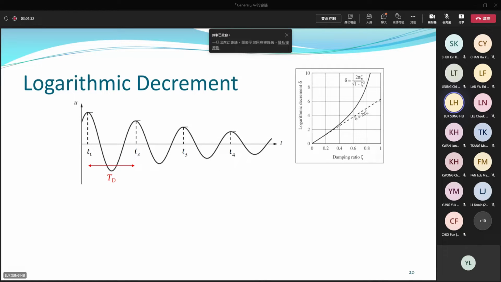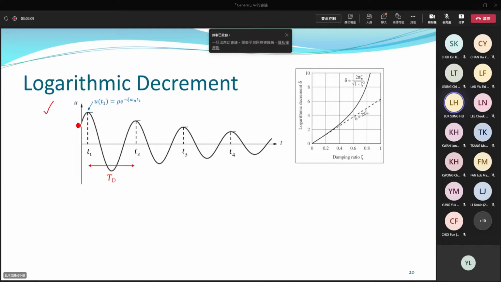Here, I would like to introduce one useful application, one useful phenomenon that we observe from free vibration problems. This graph shows you a free vibration response for a system with damping. At the beginning, we have a large amplitude, and then the vibration amplitude decreases as time goes on, T1, T2, T3, T4. The time difference between two vibration amplitudes is Td, the period, right?